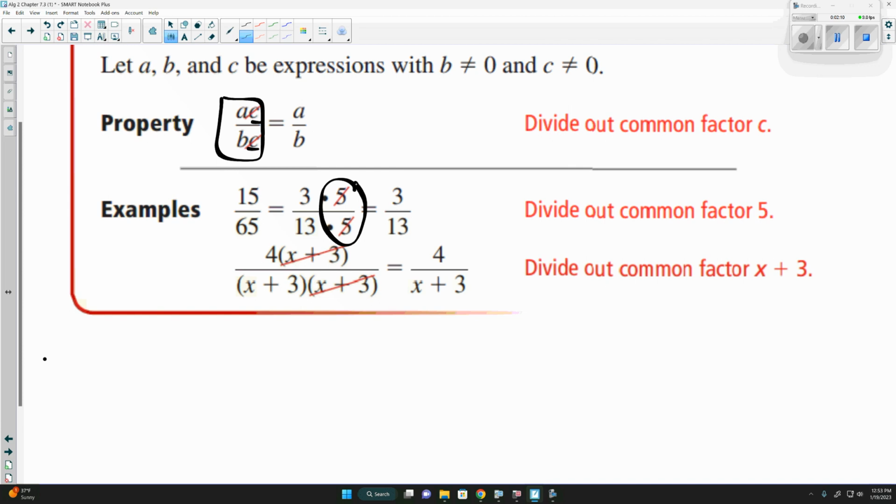We can do the exact same thing with expressions. x plus 3 and x plus 3. Since they're in common on top and bottom, we can simplify it out, divide them out, leaving us with just 4 over x plus 3.